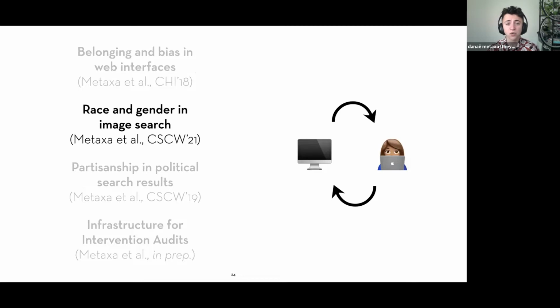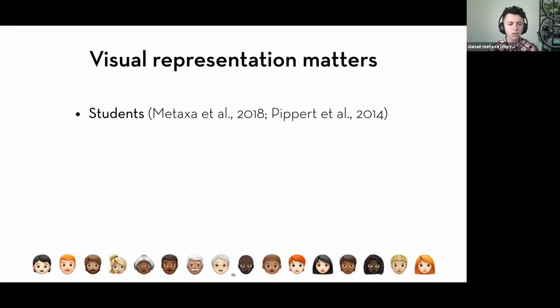So in this talk, I'm going to show you what that looks like in practice, touching on 4 projects that I did during my PhD. So first, in the introduction, I described this work on belonging and bias in web interfaces. Next, I'll talk about my most recent work on race and gender representation in image search. Third, I'll bring in some of my work on partisanship in political search results. And finally, I'll describe the final project in my dissertation, building infrastructure for intervention audits. So let's move to that second project.